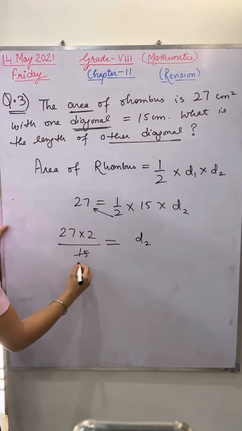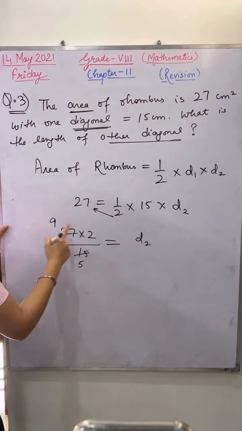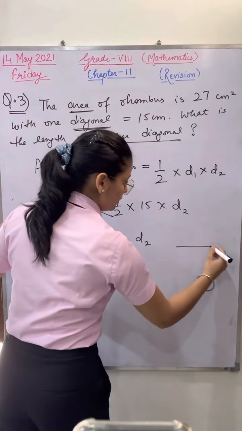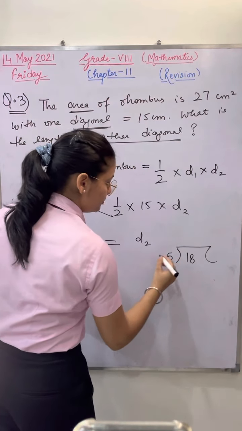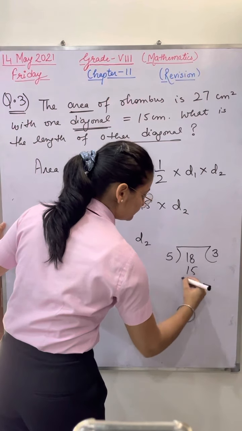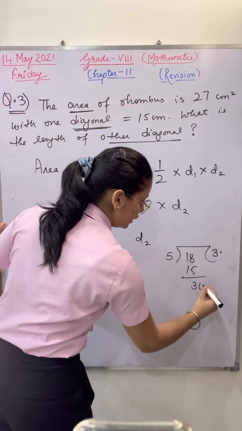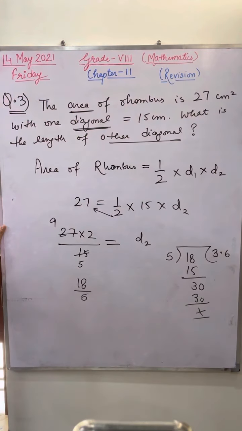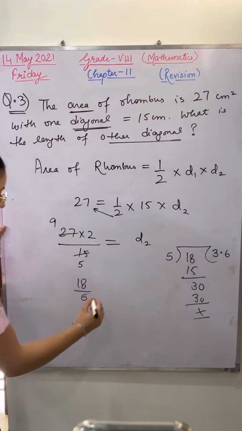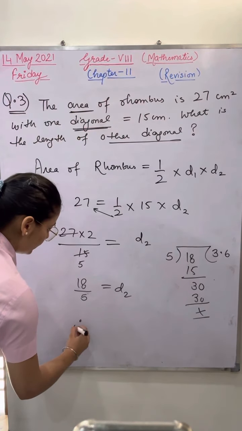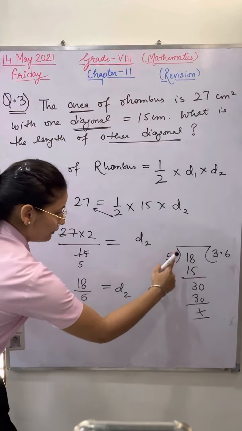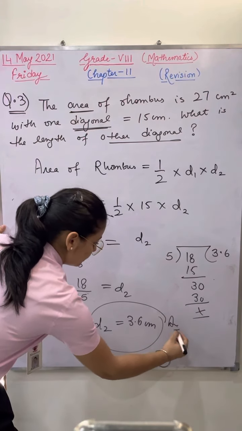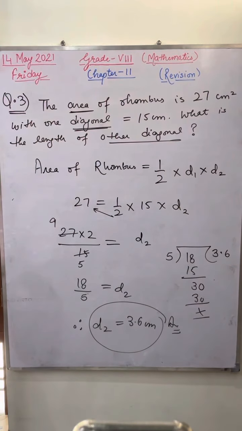Cancel on 3 table. 3 5s are 15 and 3 9s are 27. 9 2s are 18 upon 5. Divide 18 upon 5. 5 3s are 15, 3 left, 0.0. 5 6s are 30. Simplest question, and you are making this many mistakes. D2 is equals to 18 upon 5, so D2 is equals to 3.6 centimeter. Only 5 to 6 students have done it correct.